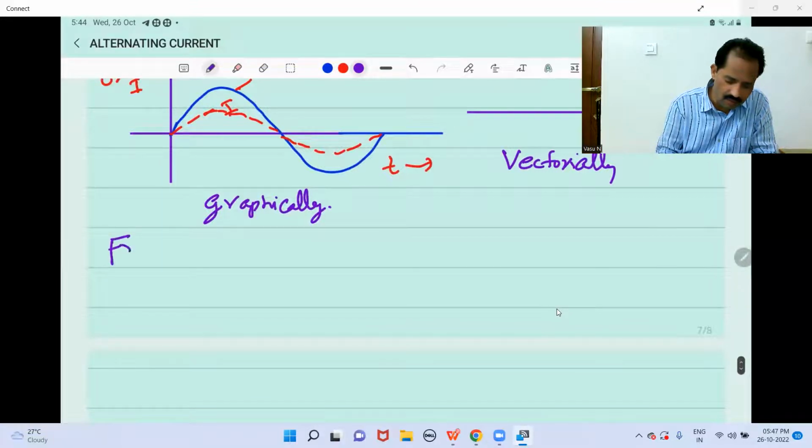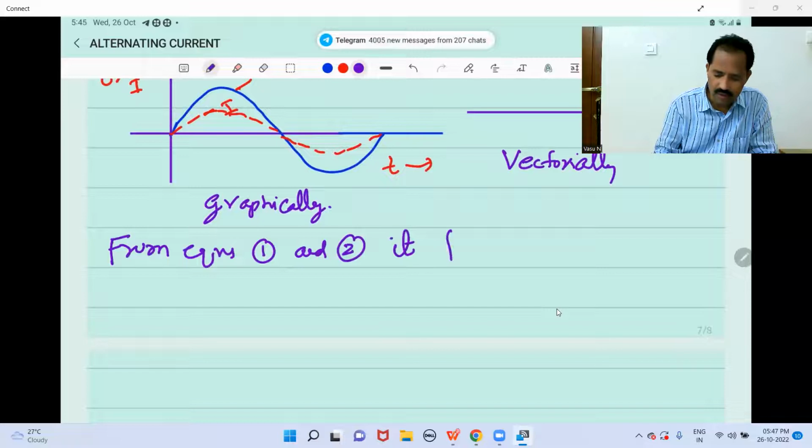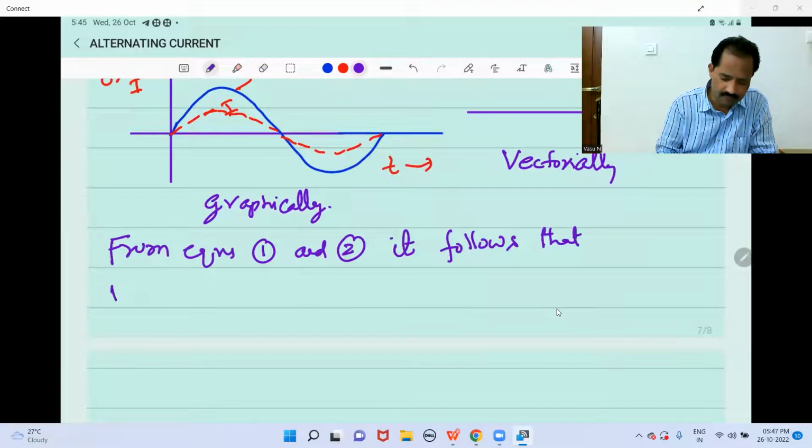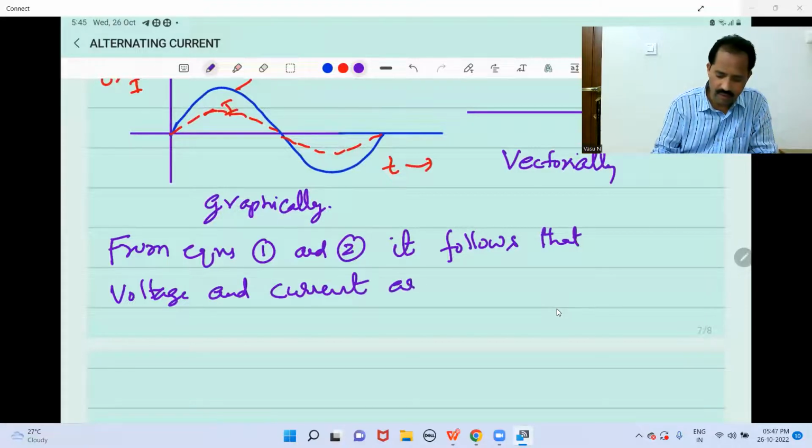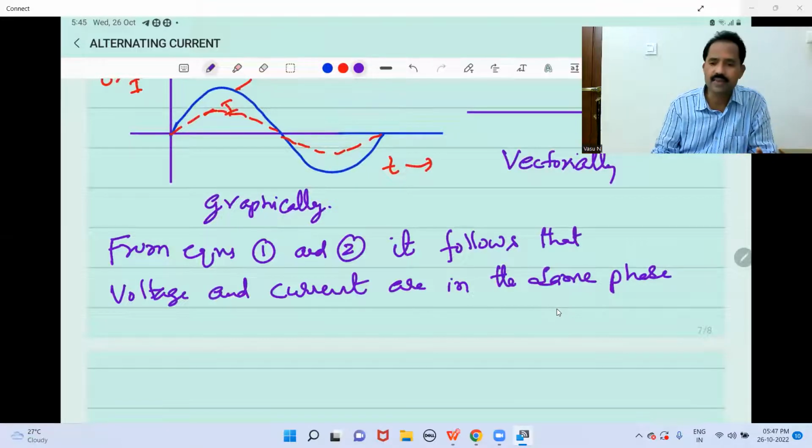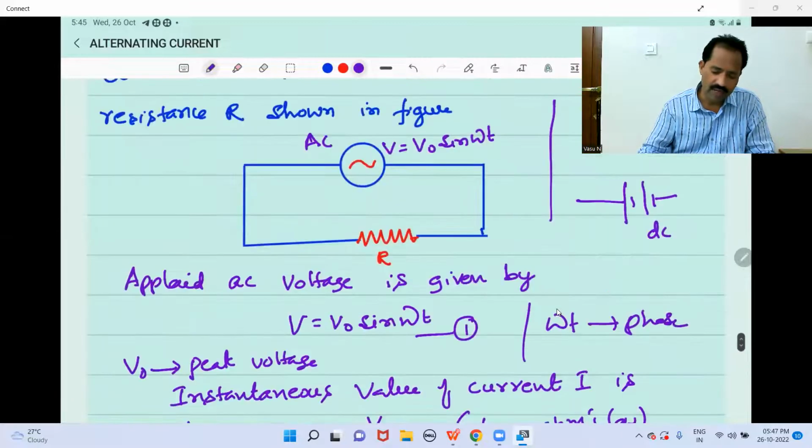See, from equations 1 and 2, it follows that voltage and current are in the same phase, or their phase difference is 0. Okay, makla? So illige neevu baribekagutte. Okay, nodi starting from this. Nodi ee tara. It carries 3 marks.